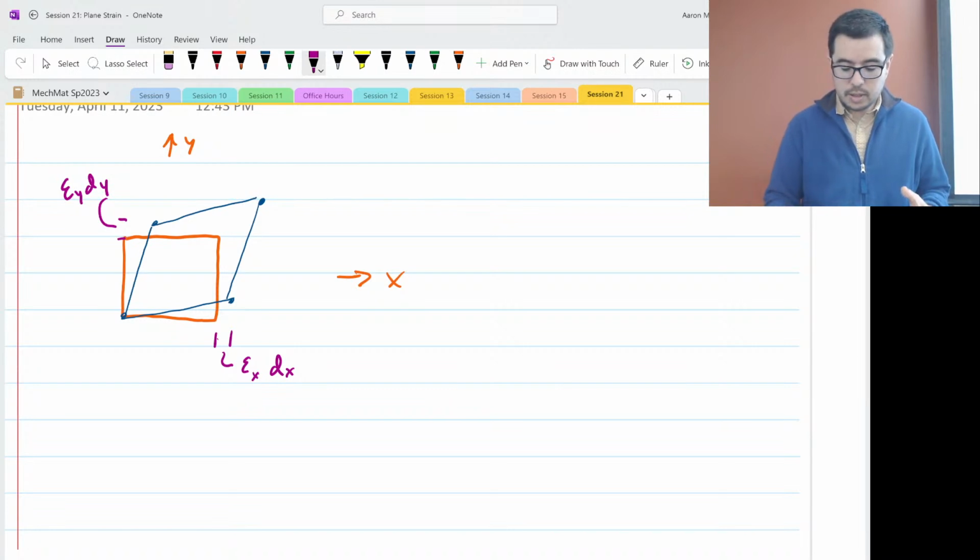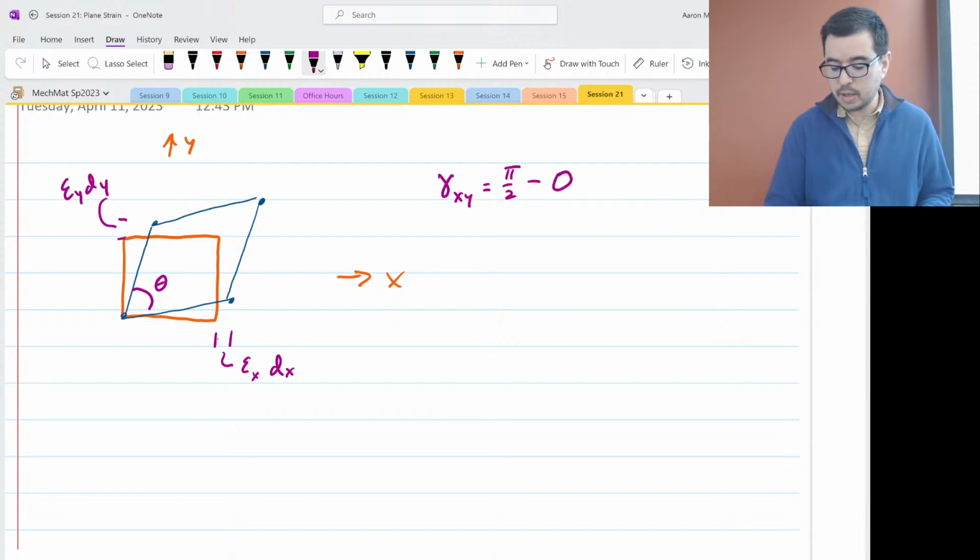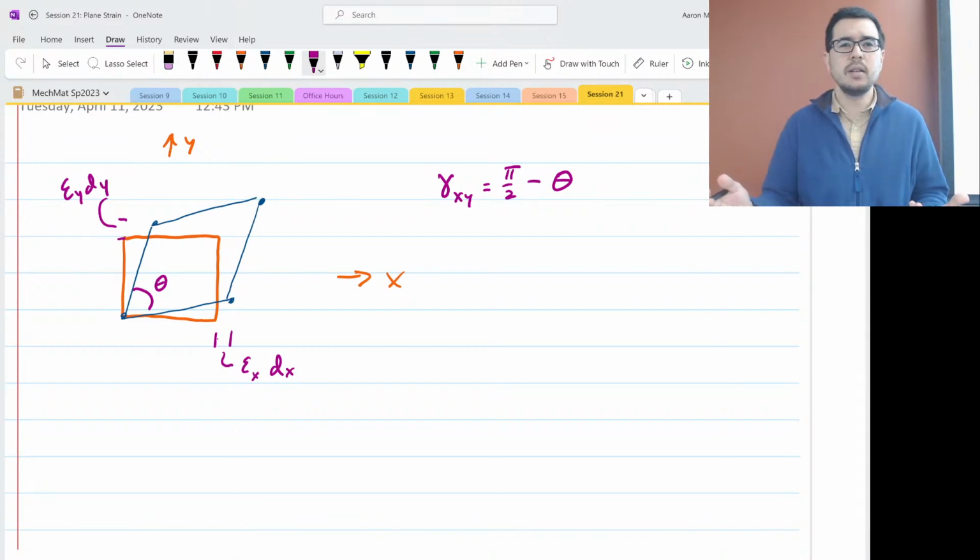And if we're interested in the shear strain now, that's the one that's a little more confusing. We have multiple options to choose from. One option is to use this theta inside, and say that gamma xy is equal to pi over 2 minus theta. And that is what we discussed, I think, in the fourth meeting when we discussed stress and strain.